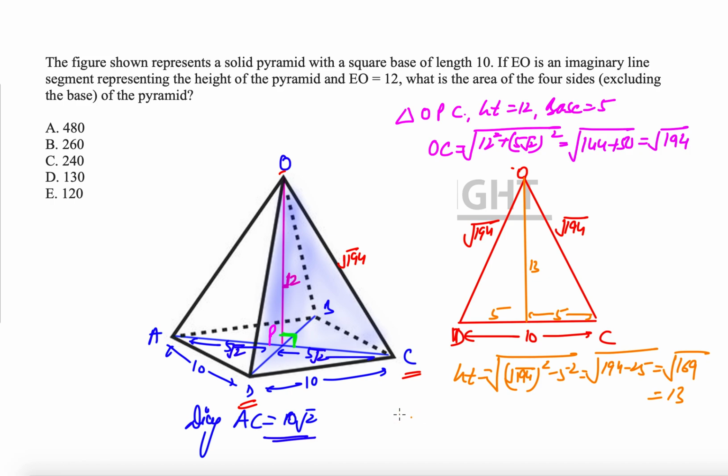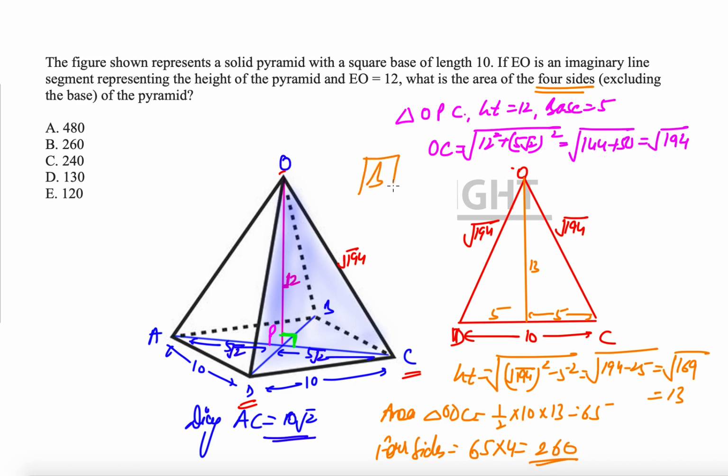That means the area of triangle ODC will be equal to half of base, which is 10, times height 13, so that becomes 65. So the total area of the four sides will be 65 multiplied by 4, that is equal to 260, and therefore the answer to the question will be option B.